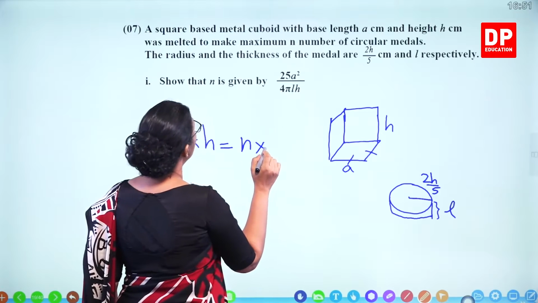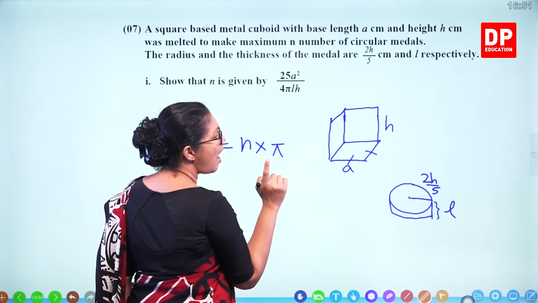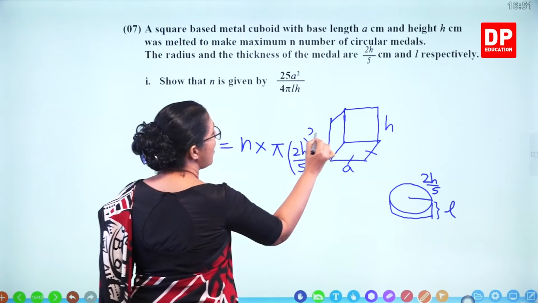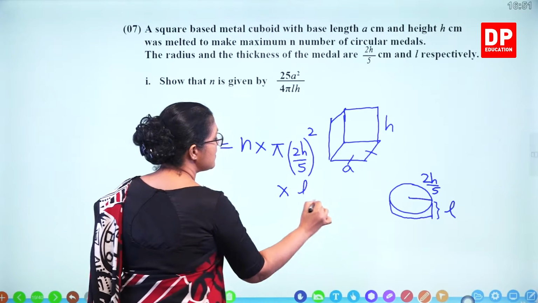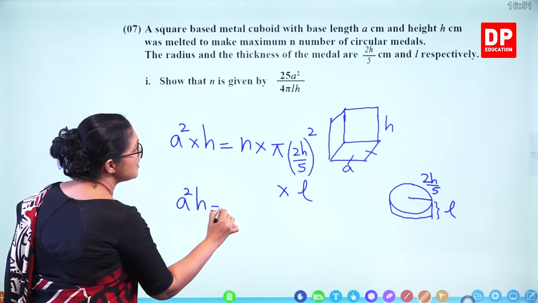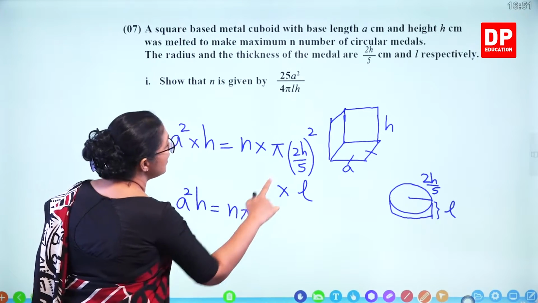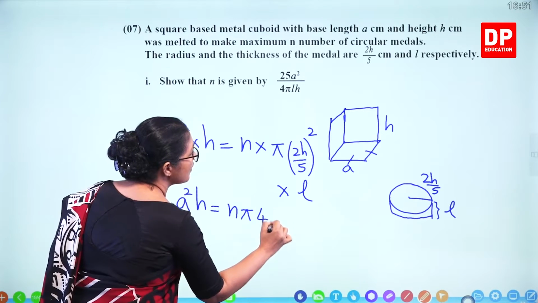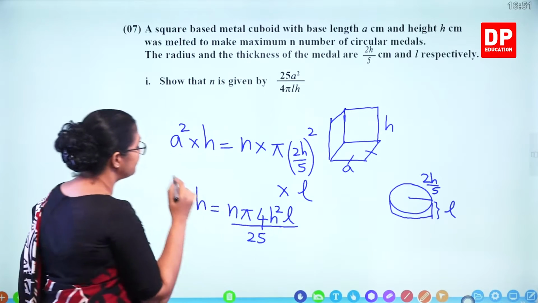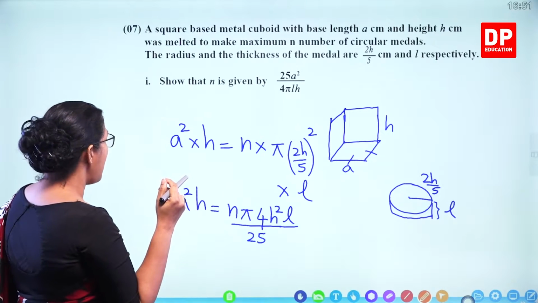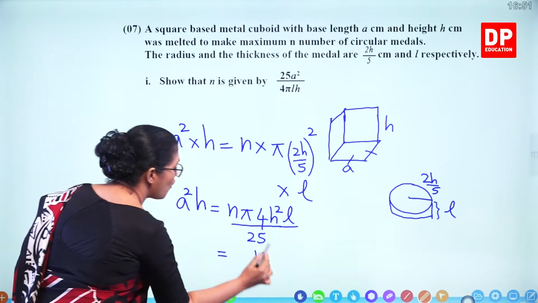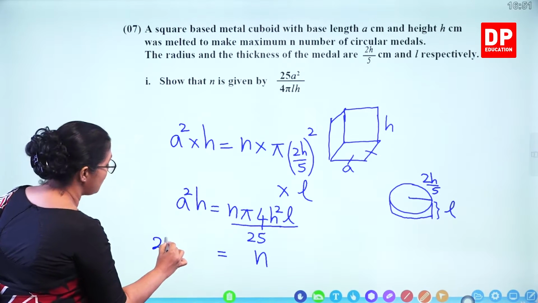So what's the value? Pi r squared h. r squared means 2h over 5 squared into h means L, thickness. You get A squared h equals n pi 2 squared, that's 4, h squared over 25 and L here. Now we have to make n as the subject. So what is n? Make n as the subject of the formula. You multiply by 25.